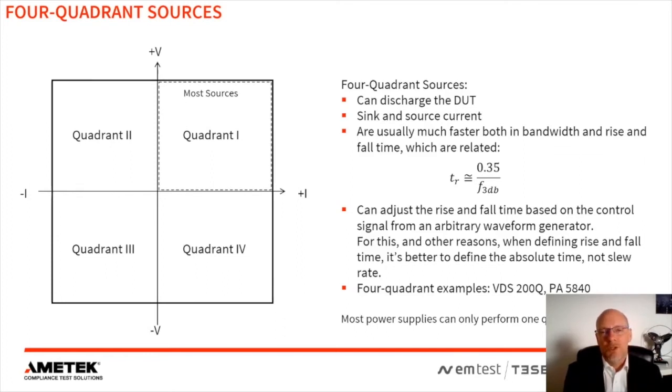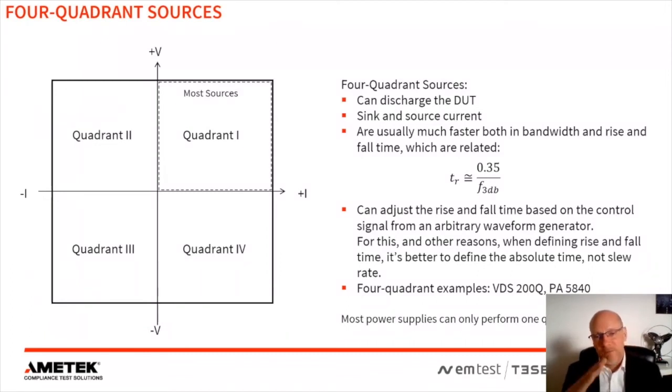The 4-quadrant source is also typically much faster, both in bandwidth and rise and fall time, than a classic laboratory power supply. And rise and fall time and bandwidth are actually related. There's a rule of thumb that rise time is equal to 0.35 over the bandwidth, the 3 dB bandwidth of the source. You can also adjust the rise and fall time. So if you want a very specific rise and fall time, you can program that within the limits. It can never be faster than the source can switch, high or low.